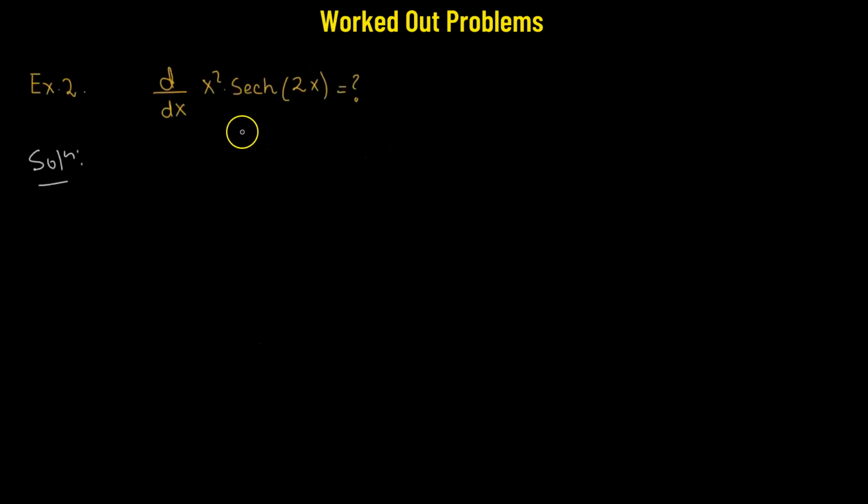Let's do another problem. We need to find out the derivative of x squared with hyperbolic secant of 2x.